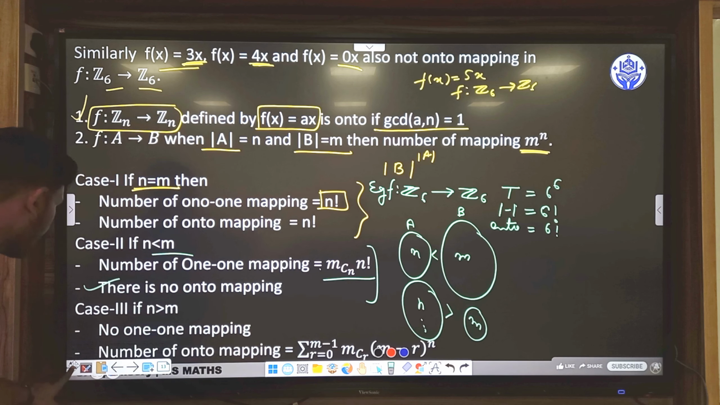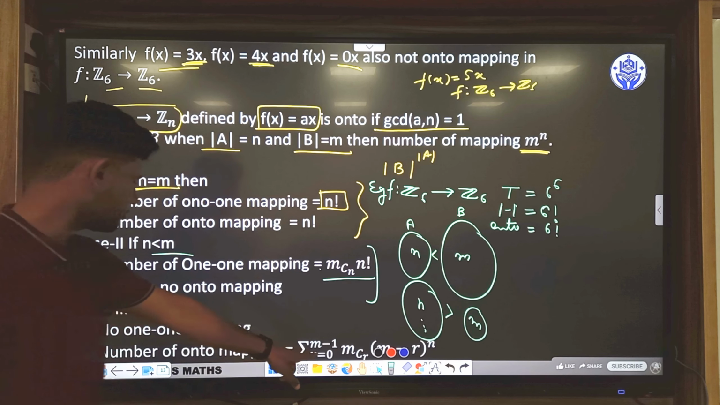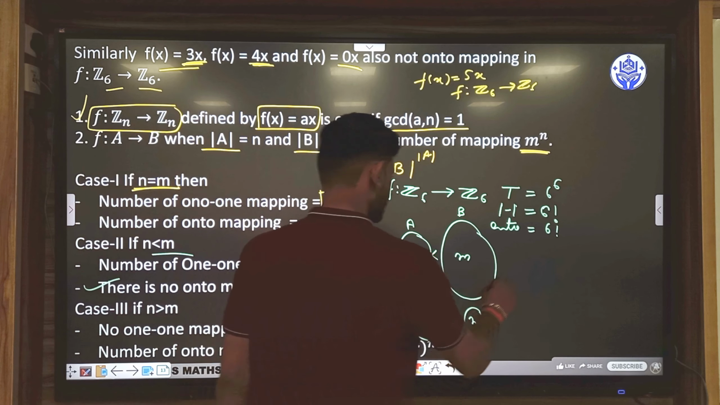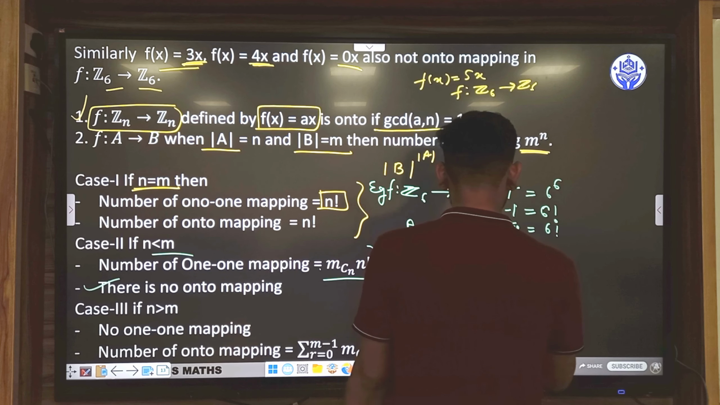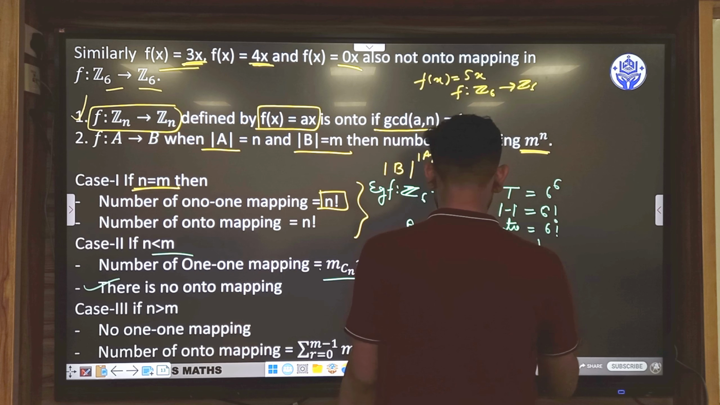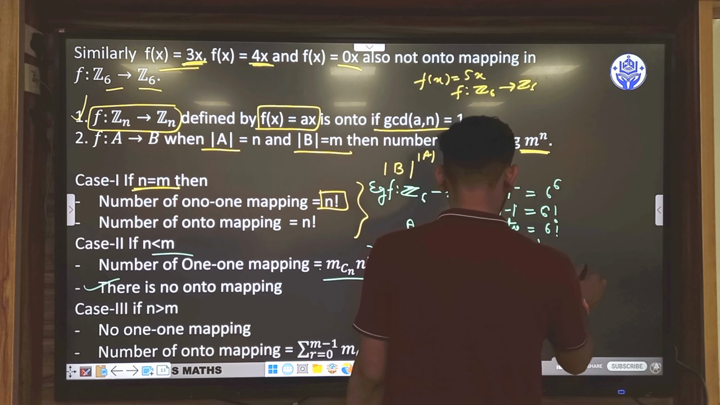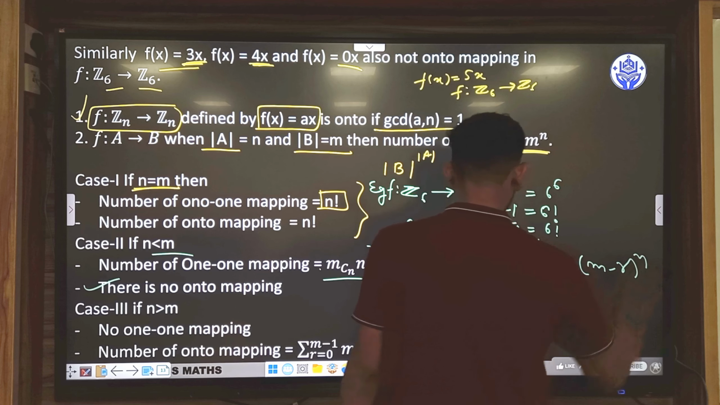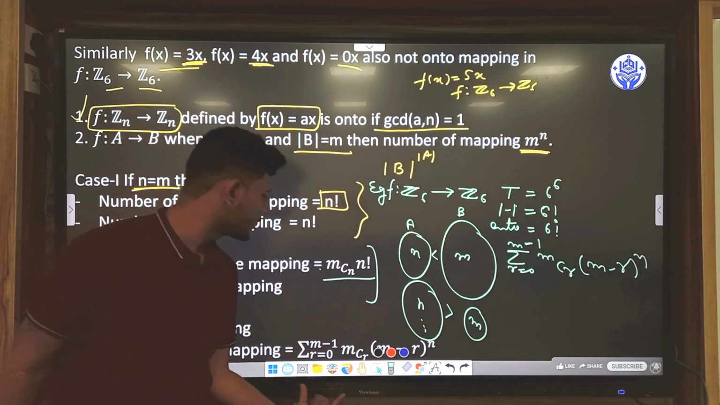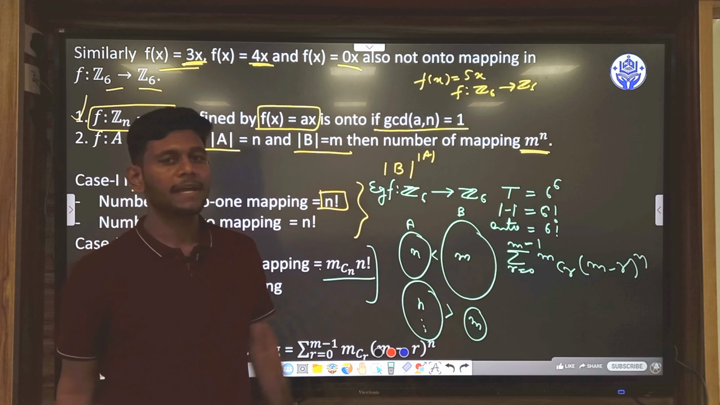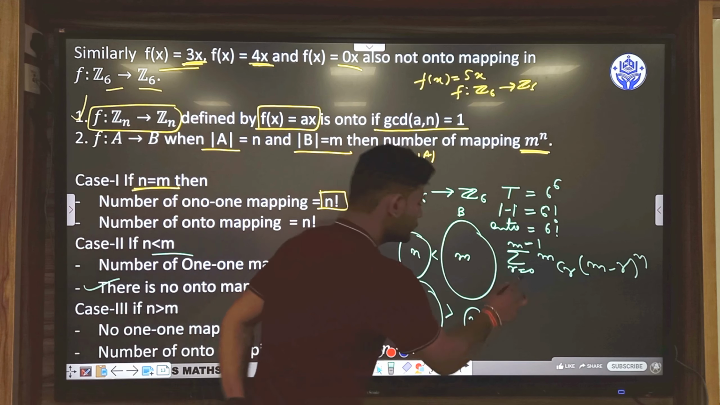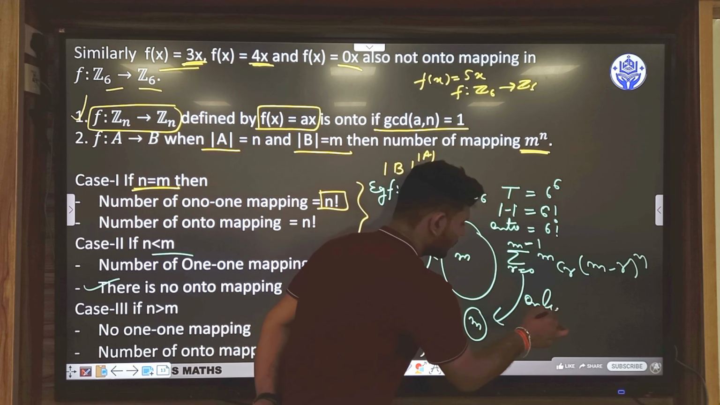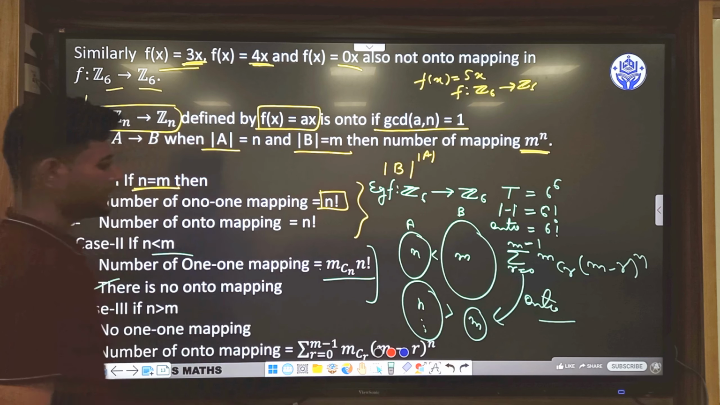And now exactly how many onto mappings are there? That is the summation, r equals 0 to m minus 1, of mCr times (m minus r) power n. This is the formula written here. It is not showing clearly here, but this is the number of onto mappings in this case.